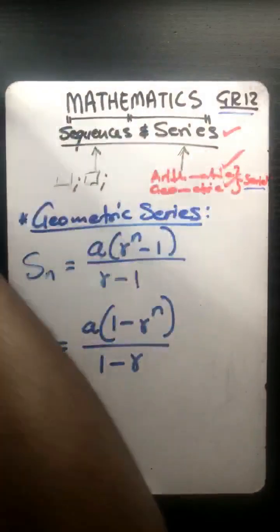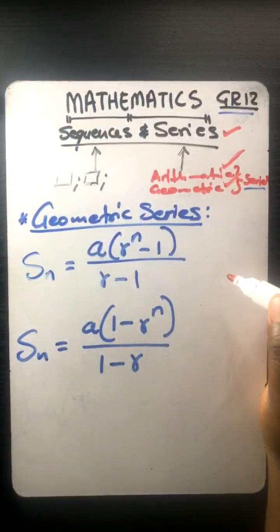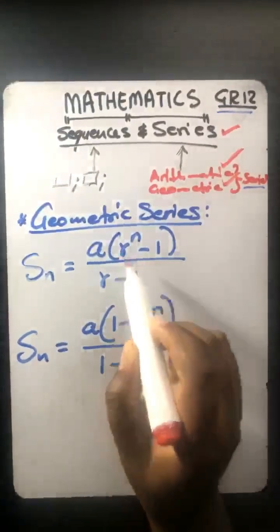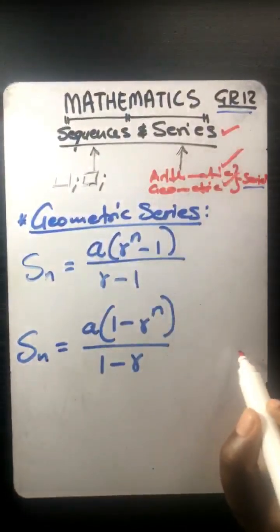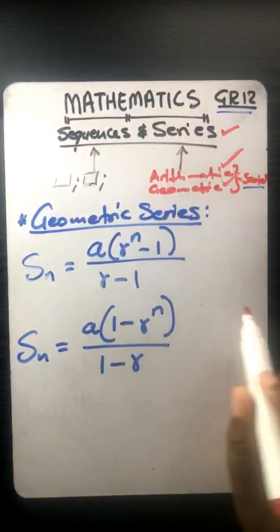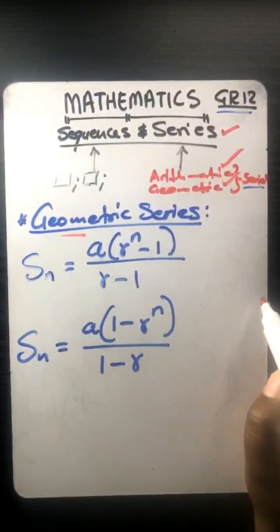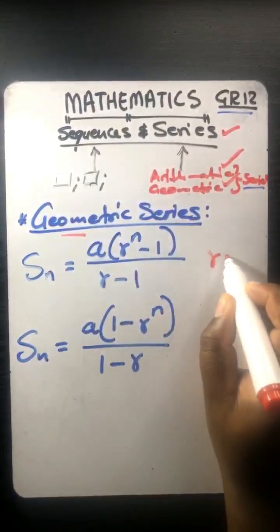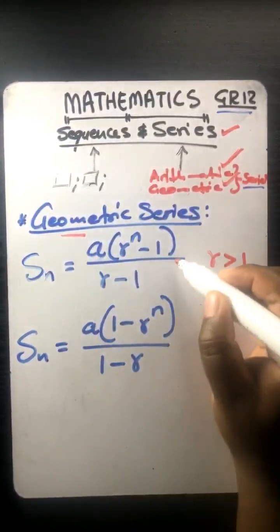This is where we say, if you are given a geometric series. Remember, under geometric series, we are dealing with the ratio and not the difference. The difference is under arithmetic. So that is why we are saying, if you are given a geometric series, and when you calculate the ratio, you find your ratio to be greater than 1, that means you choose this formula.